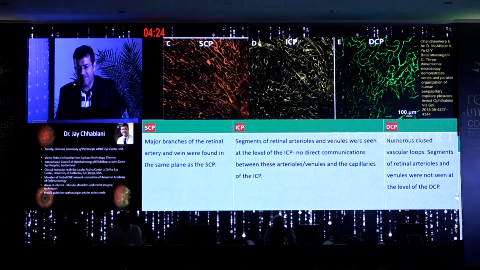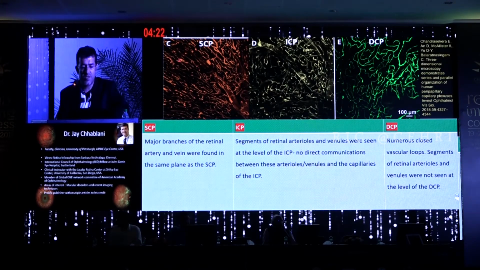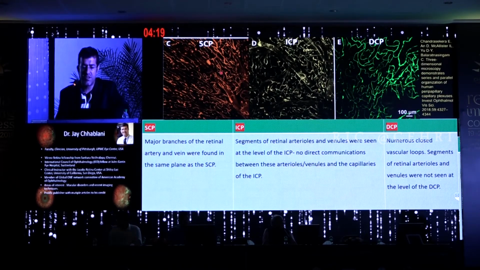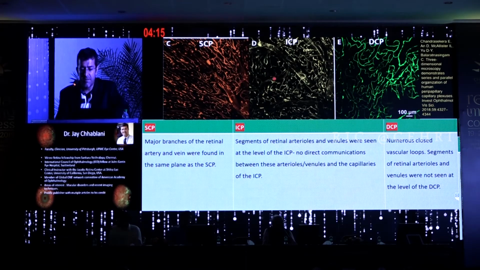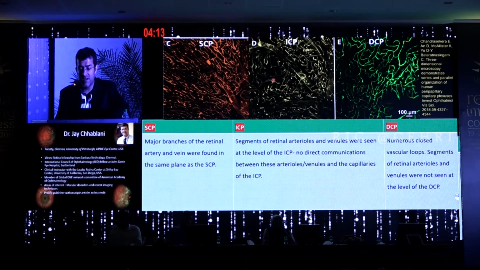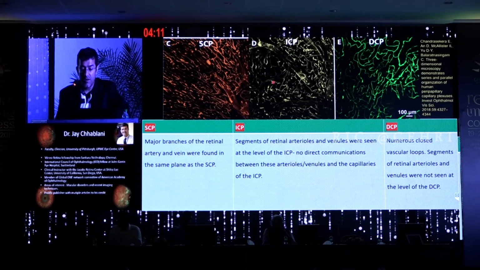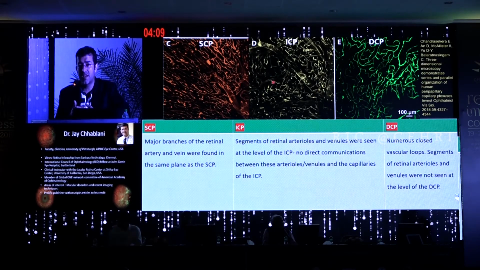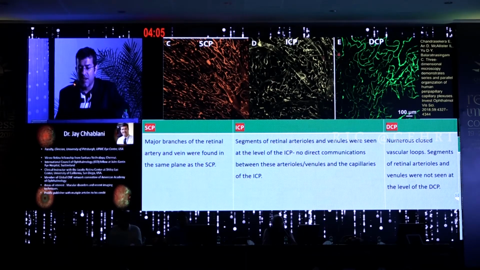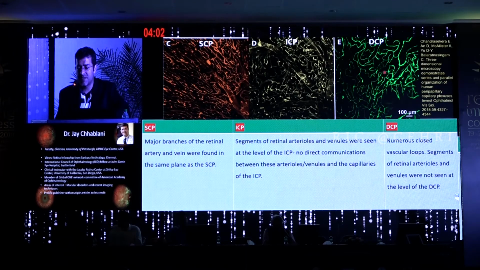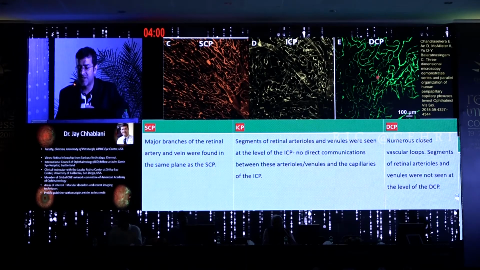What about the rest of the plexuses? As we saw in the porcine model, the superficial ones have the major branches of the retinal artery and veins. The intermediate ones have segments of retinal arterioles and venules. However, there is no direct communication in the intermediate one between the arterial and the venous system, but in the deep capillary plexus, we can see closed vascular loops.